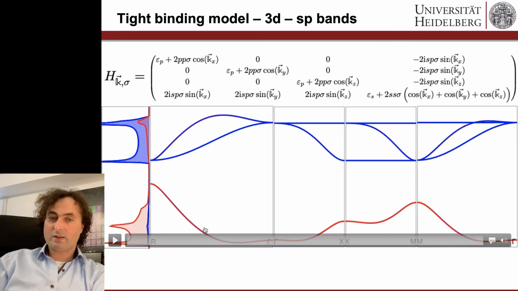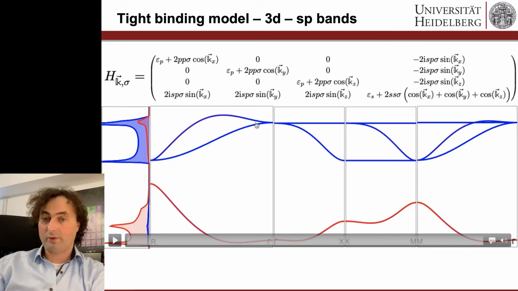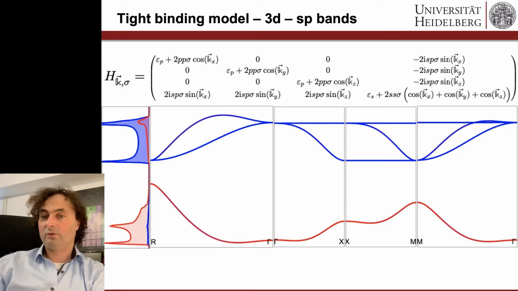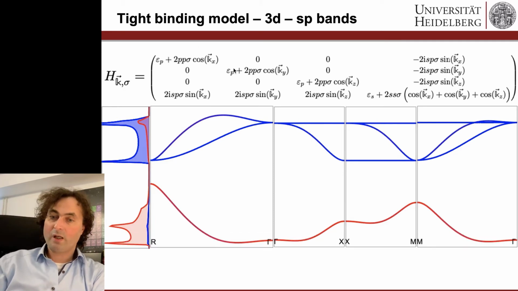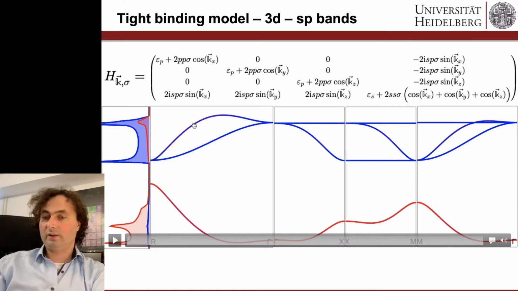The P bands in the 111 direction have by themselves all the same dispersion of 4 pp sigma. However, one linear combination of the three can interact with the S band, and that's why you see here this anti-bonding compared to the cosine-like dispersion that you would have without that interaction.